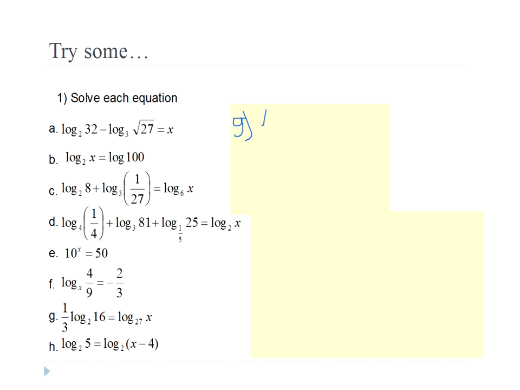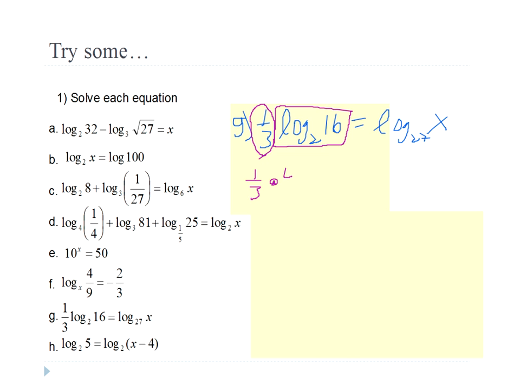Question G, 1/3 log to base 2 of 16 equals log to base 27 of x. Now, when I do this class face-to-face, a lot of students ask, well, what do I do with this 1/3? Well, how would you do it if it wasn't there? I would recognize that this is 4, and then I would put it into exponential form. Well, let's do the same thing. This is just 1/3 times 4. So this is 4 over 3 equals log to base 27 of x.